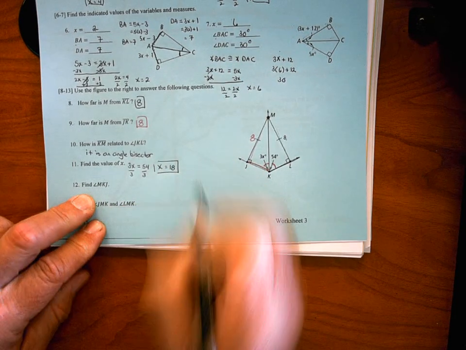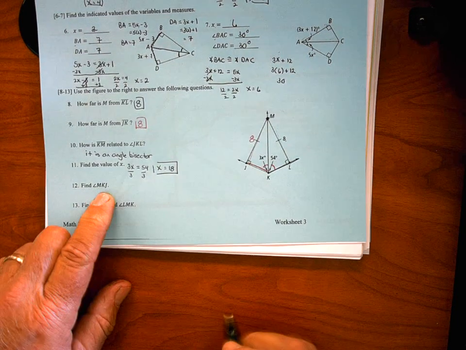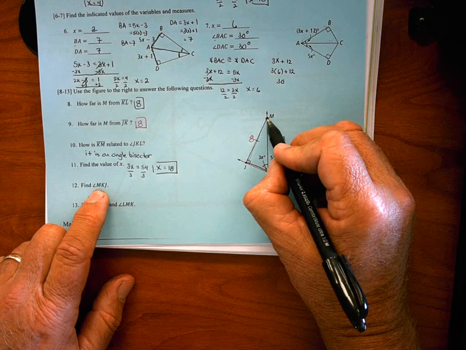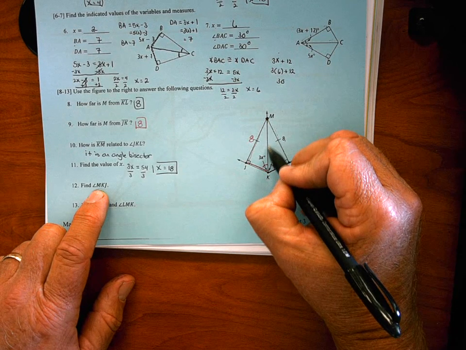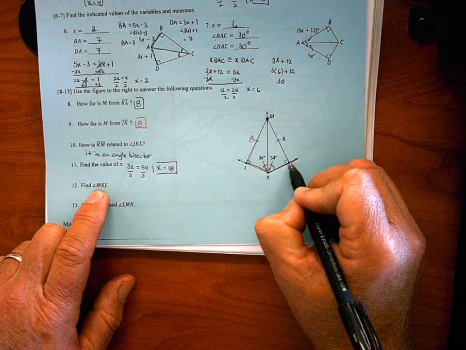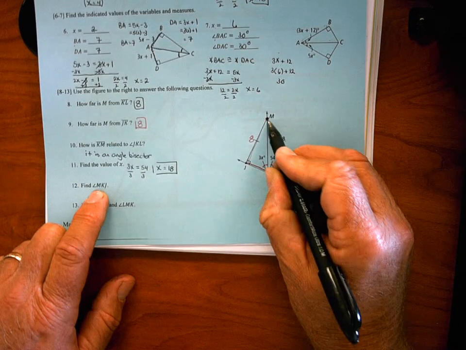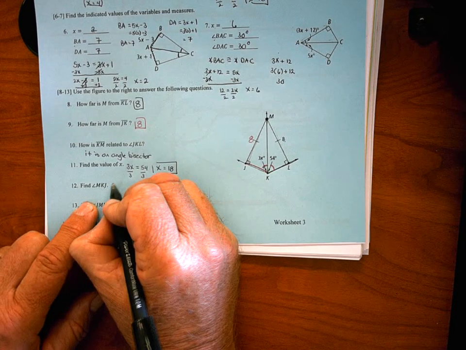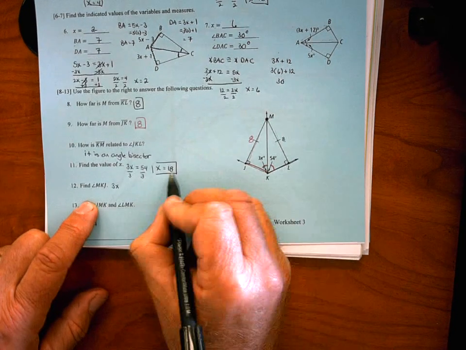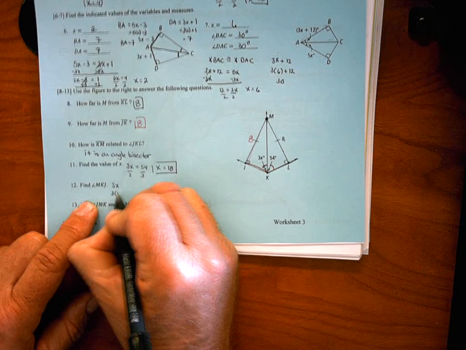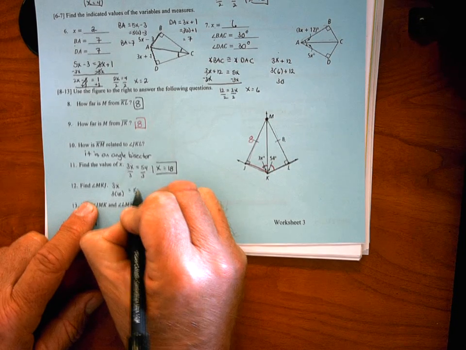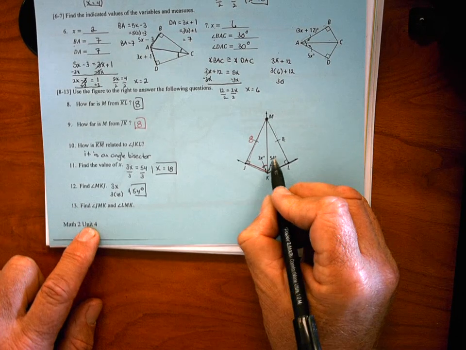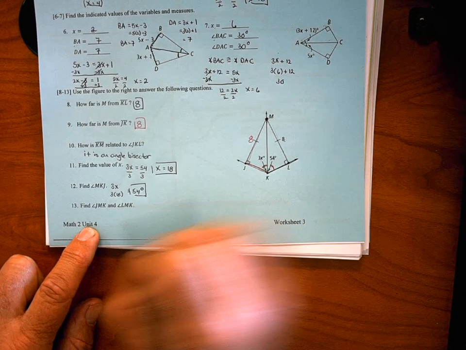Alright, now that we know x is 18, number 12 wants us to find angle MKJ. So angle MKJ, let's find out where that is. There's M. Follow it down to K, take a turn for J. Whoops, I went to L, so M to K to J. It's that angle right there. So notice MKJ is represented by 3x. x is 18. 3 times 18 is 54. And I really didn't even have to do that in number 12. I could have noticed that angle is 54, and they're equal. So that one had to be 54.